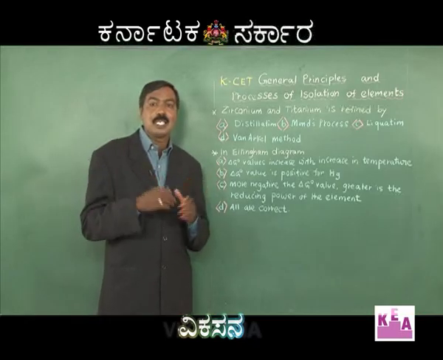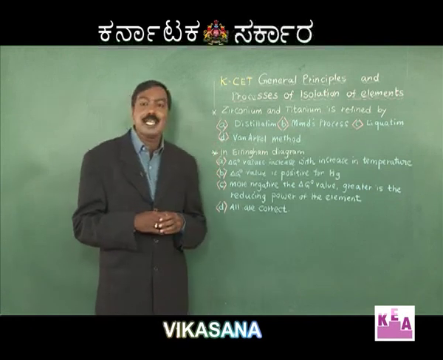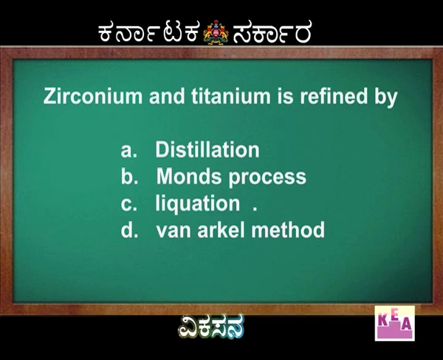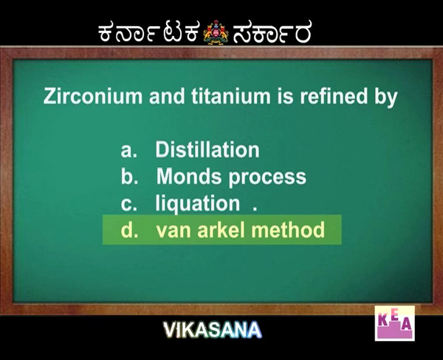If I happen to look into these, I would like to summarize. Mond process is specifically used for refining nickel. Zirconium and titanium are refined by the Van Arkel methodology. Liquation is used to refine those metals whose melting temperature is lower than that of their impurity, for example bismuth and lead. Distillation is employed for refining metals which are volatile in nature, such as mercury. The right option is that zirconium and titanium are refined by the Van Arkel method.